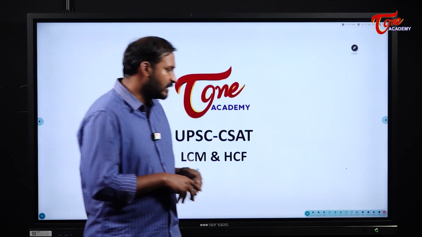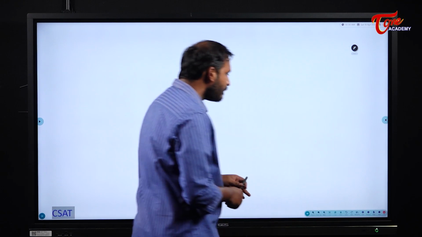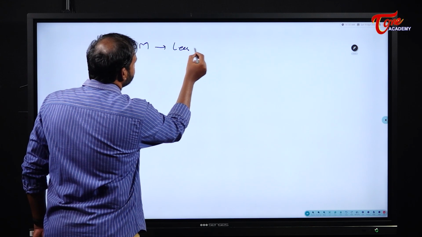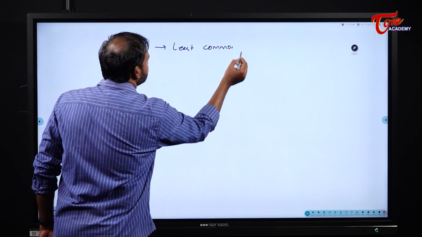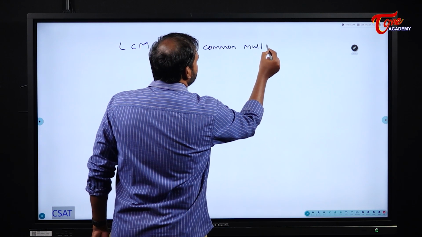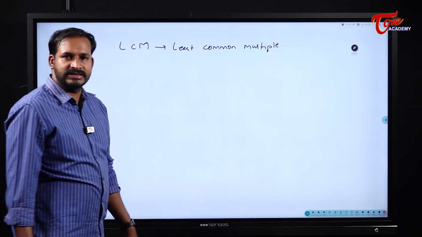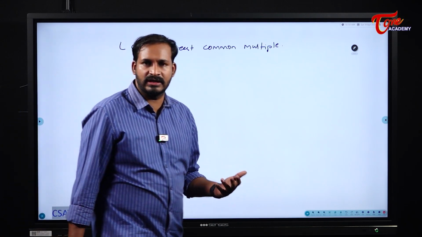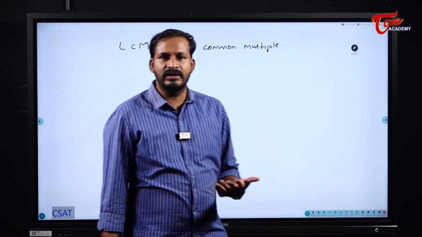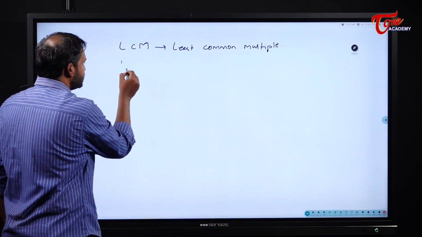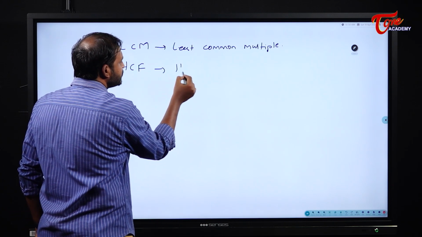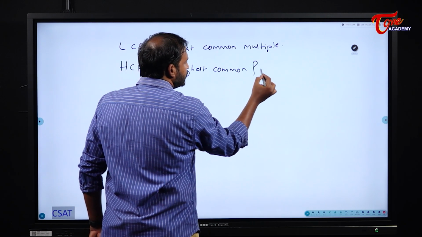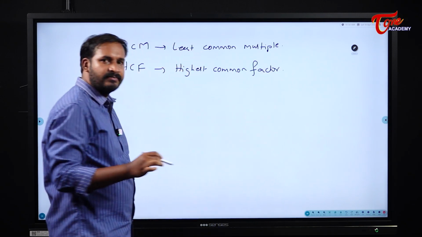Now see here students, we all know what is LCM? LCM means least common multiple. That means if we want to find the LCM, we will have a minimum of two numbers. We can find the LCM of two numbers; for a single number, we cannot tell the LCM. Next one is HCF, that is the highest common factor. This is also the same thing. We should know some basic and important points.